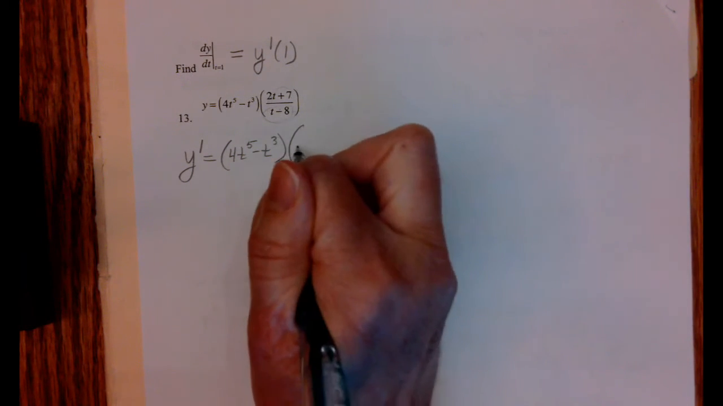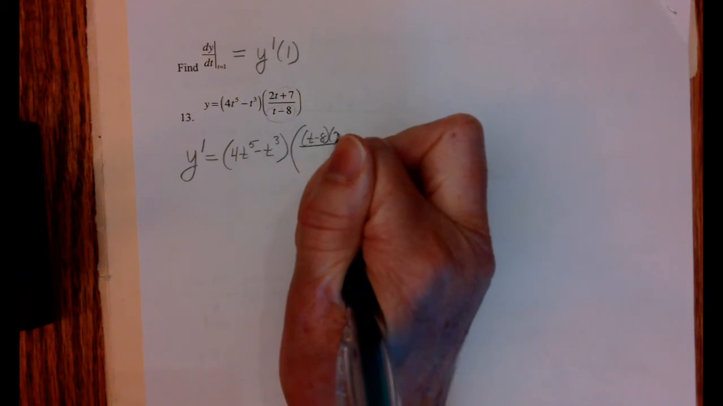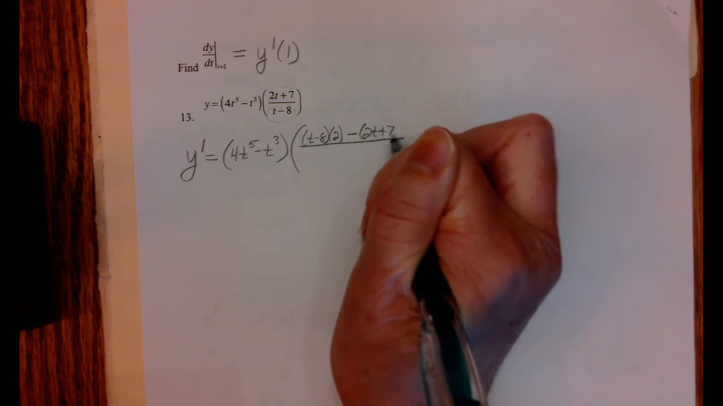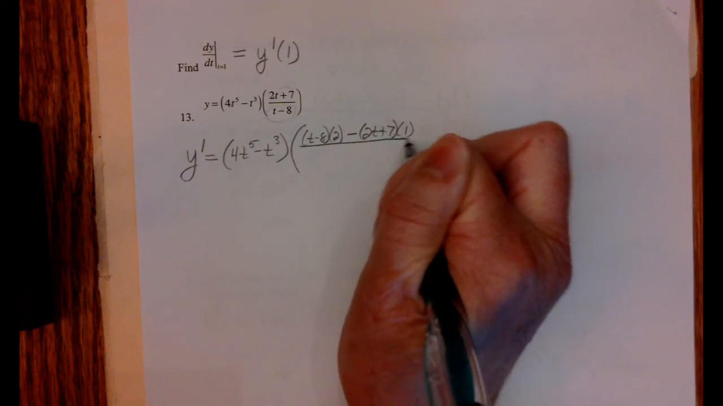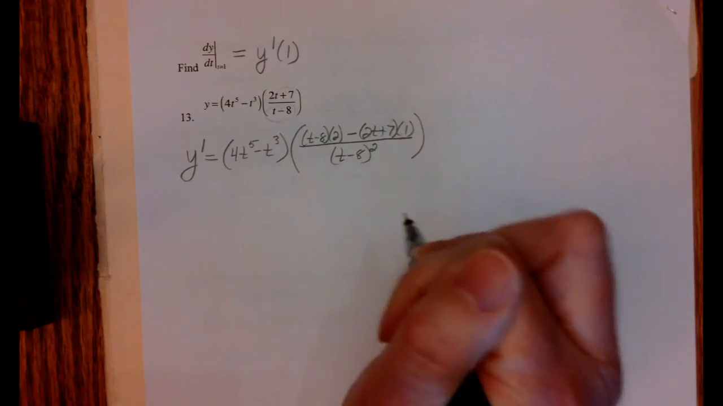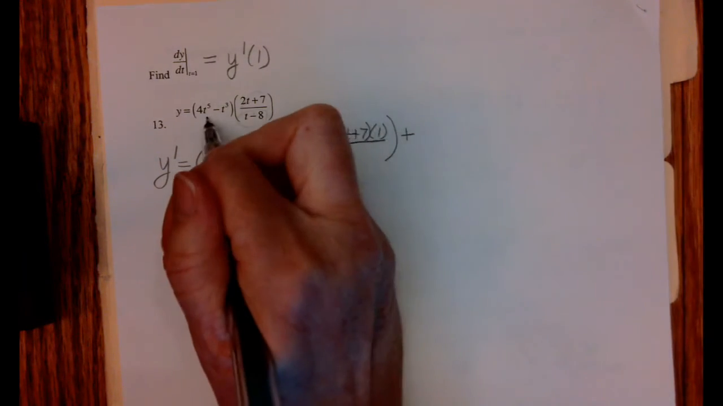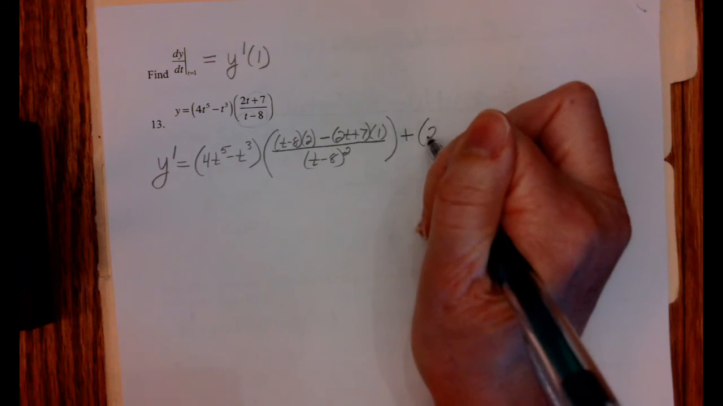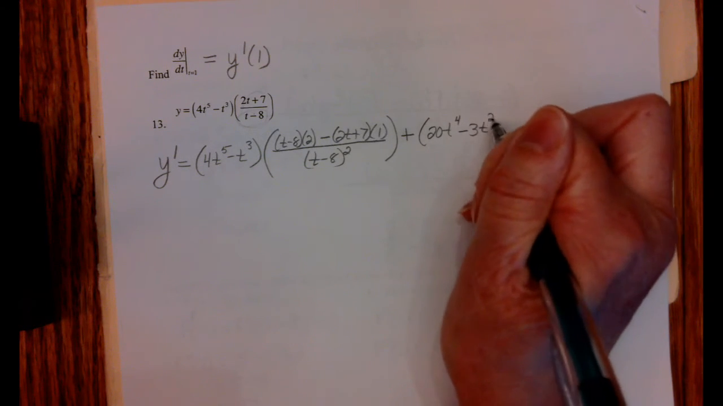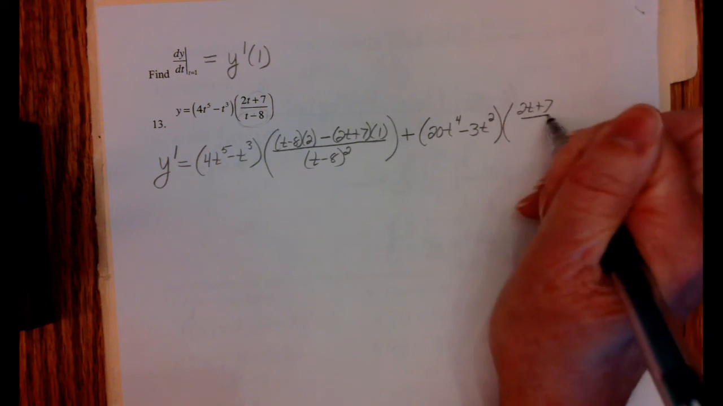Here's my quotient rule. I'm going to take the low d high minus high d low is 1, all over t minus 8 squared. Plus, in round 2, this one is derived, so it's going to be 20t to the 4th minus 3t squared, and then the second stays as is.